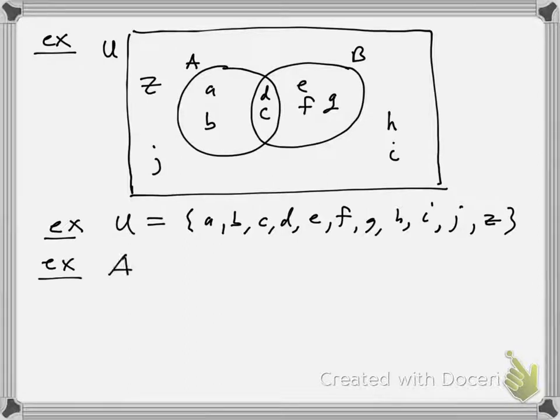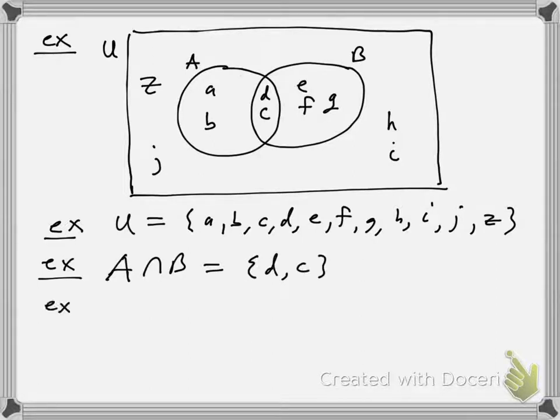Okay, so now let's try. What's A intersected with B? Remember, that's all the things in A and B, so it's all the things in common. Well, wouldn't that be all the things in this region right here? That's all the things in common, right? So A intersect B would just be the elements D and C.